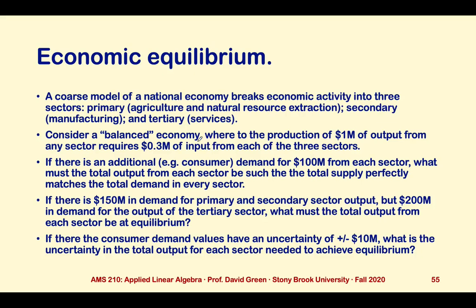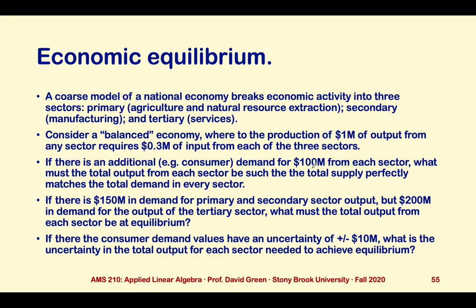What if this problem was expanded to look at more variations in potential consumer demands? What if the same economy instead had a $150 million demand for primary and secondary sector output, but a $200 million demand for the output of the tertiary sector? How would this change the equilibrium solution compared to the balanced 100 million demand for each?